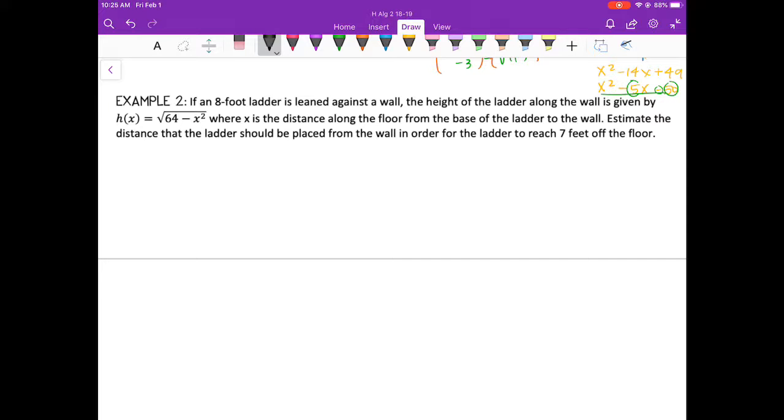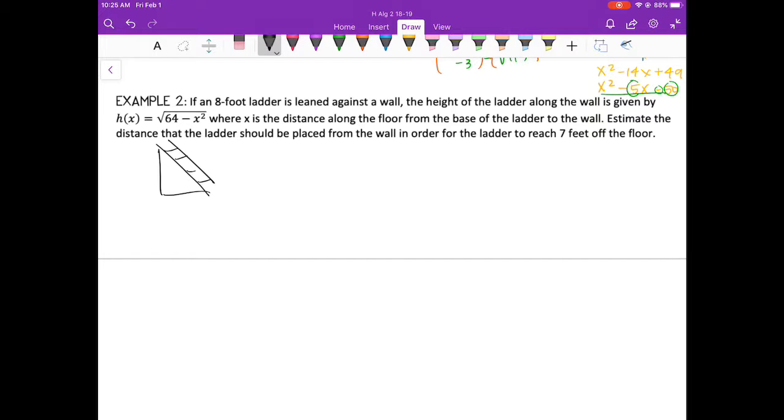Alrighty, and then finally we have example 2. So we have an 8-foot ladder leaned against a wall, and the height of the ladder along the wall is given by h of x, where x is the distance along the floor from the base of the ladder to the wall. So before we even go on, I'm going to draw myself a picture.